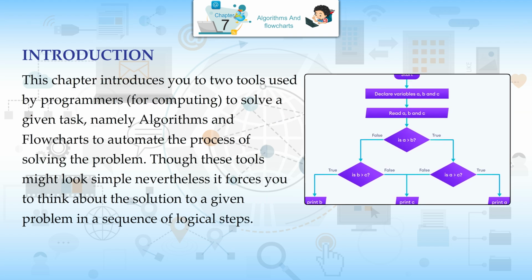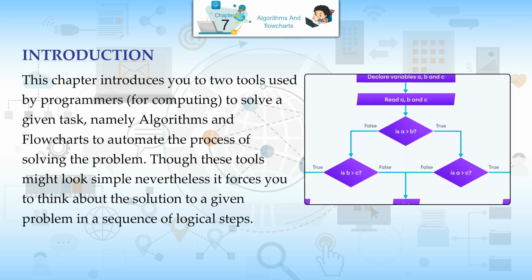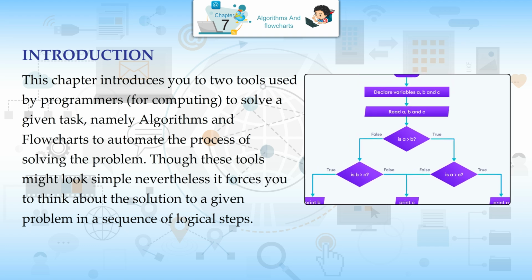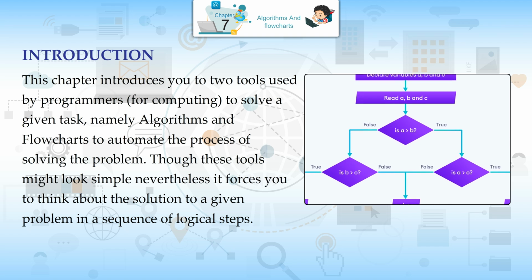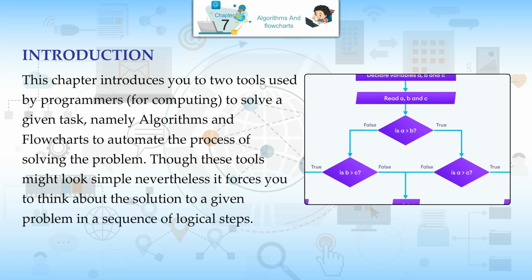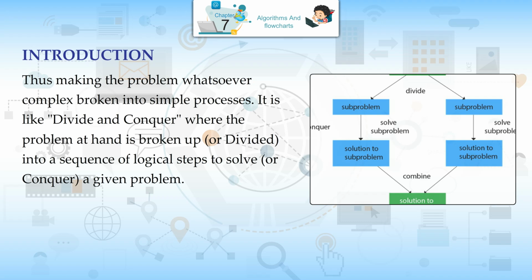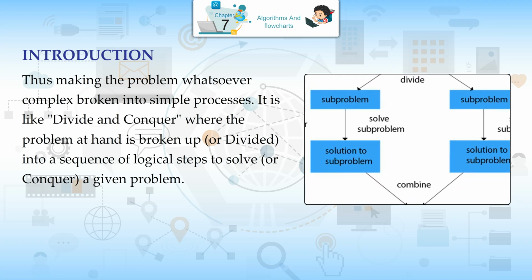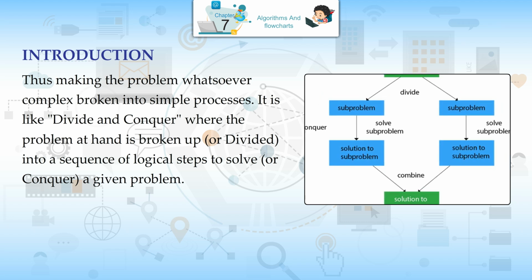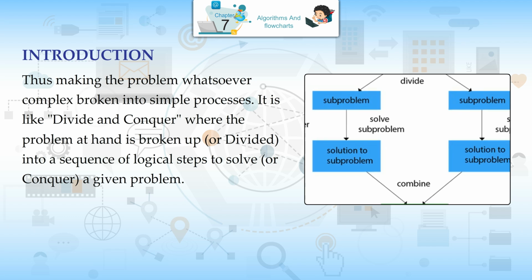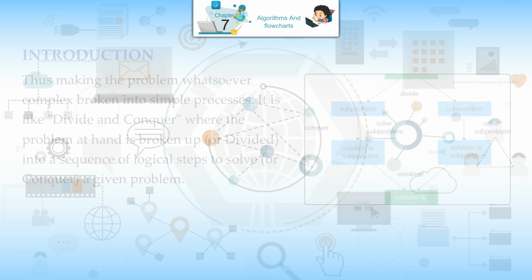This chapter introduces you to two tools used by programmers for computing to solve a given task, namely algorithms and flowcharts, to automate the process of solving the problem. Though these tools might look simple, nevertheless, they force you to think about the solution to a given problem in a sequence of logical steps, thus breaking the problem, however complex, into simple processes. It is like divide and conquer, where the problem at hand is broken up or divided into a sequence of logical steps to solve or conquer a given problem.